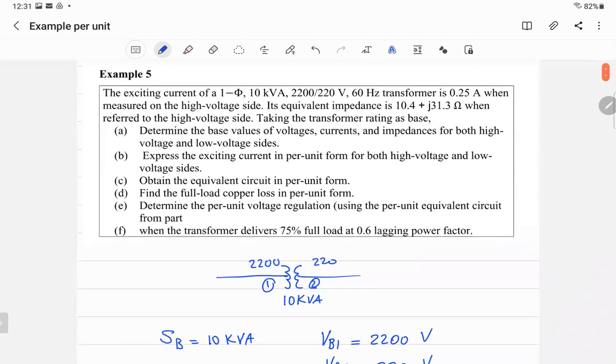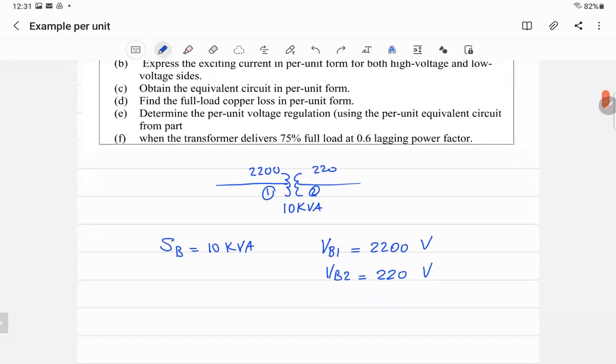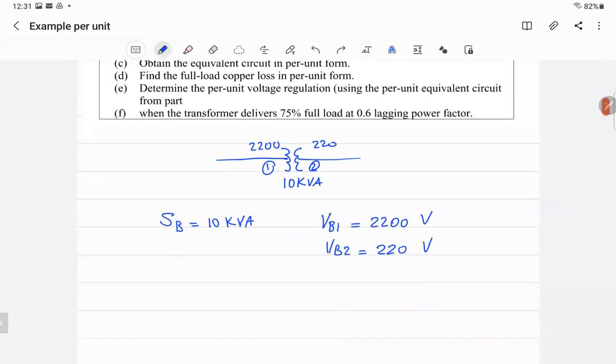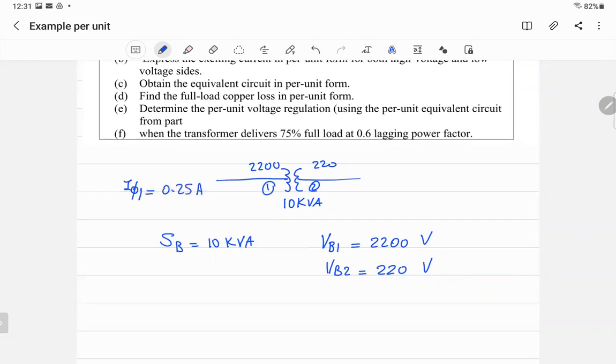We have 60 hertz, but we don't care about the frequency here. The information given to you is that the exciting current is 0.25 amp, measured on the high voltage side. High voltage side means side 1. So I will call the excitation current I phi, and I write 1 because it's on the high voltage side. It's given as 0.25 amp.